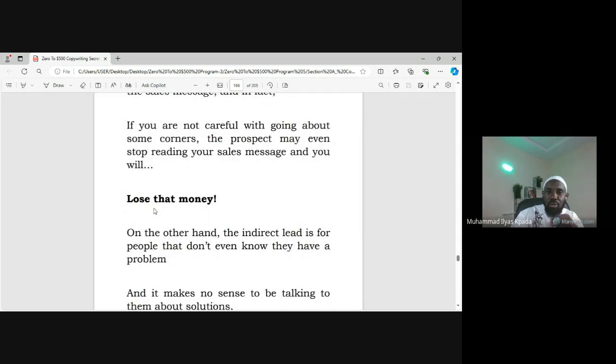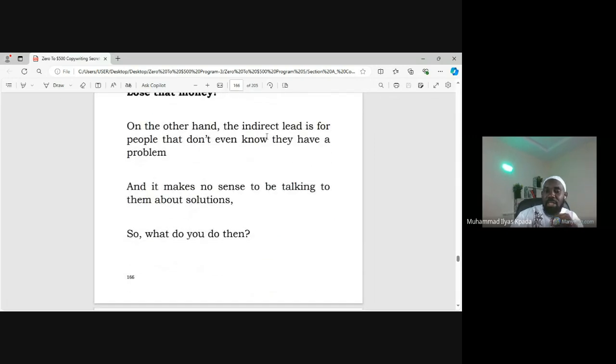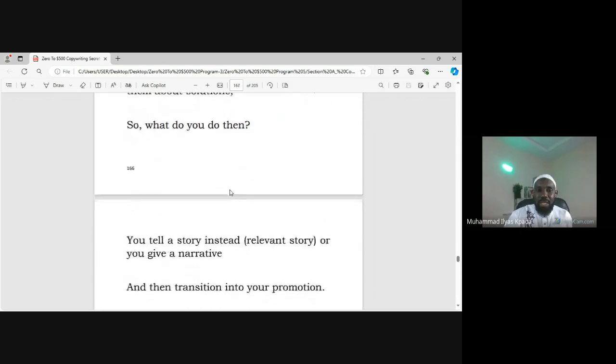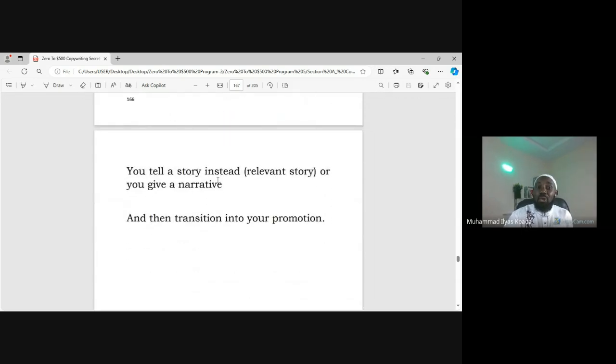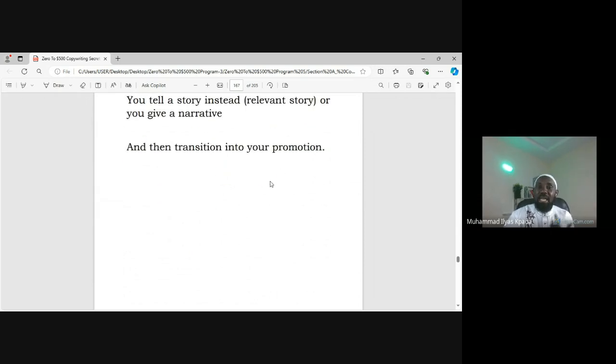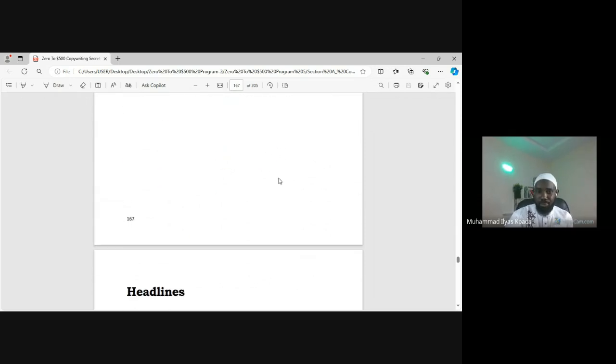Okay, yeah, lose that money. On the other hand, indirectly is for people that don't even know they have a problem, and it makes no sense to be talking about solution, right? People don't know they have a problem. So what do you mean then? You will tell a story instead, a relevant one, or give a narrative and then transition into your promotion.